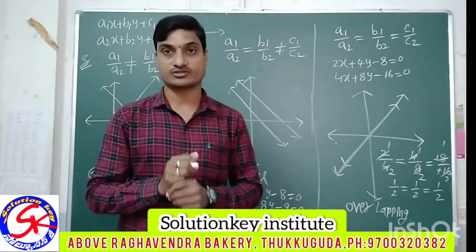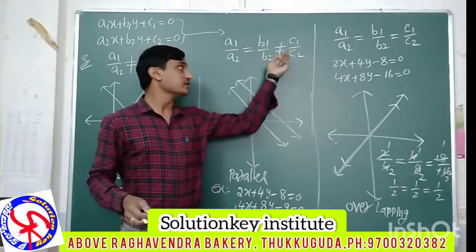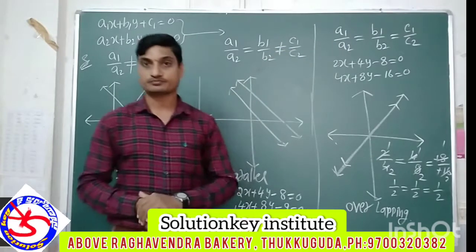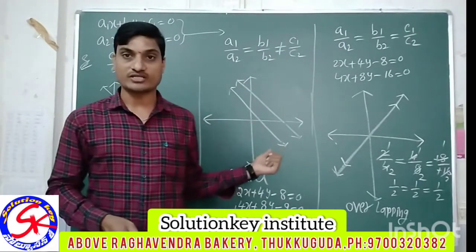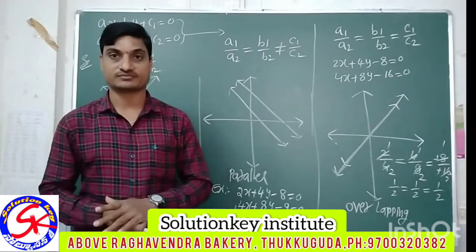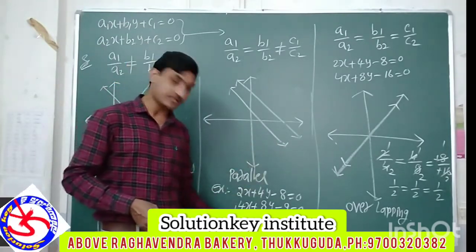And when A1 by A2 is equal to B1 by B2 is not equal to C1 by C2, then the two lines are parallel lines. What is the solution? No solution. For this, no solution.